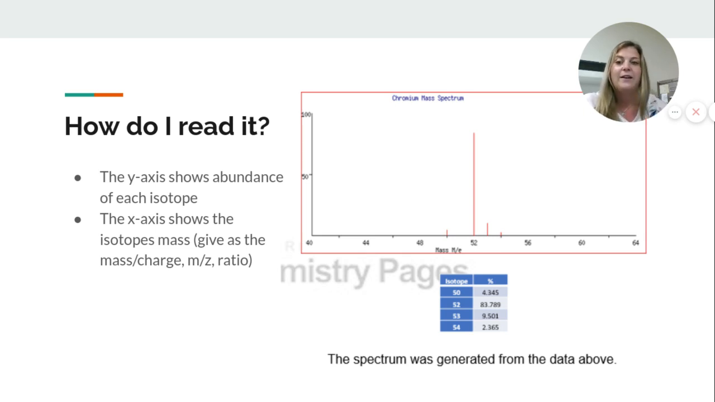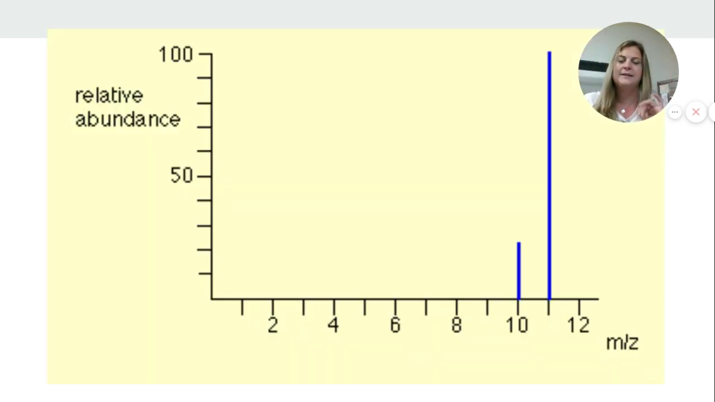You can identify your element based on the graph. Oh, it even says it there. Look at that. Chromium mass spectrum. I should have cut that out. And then your periodic table. Let's do one.